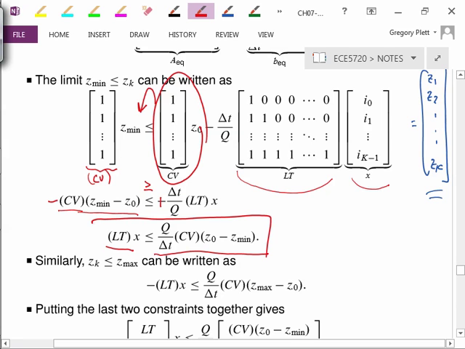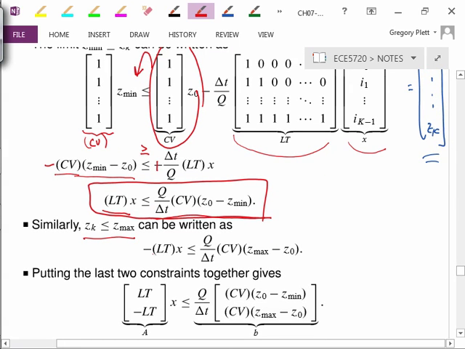So let's remember this and also look at satisfying Zk must be less than or equal to Zmax, and go through the same argument in the same steps. And when we do that, we get minus Lt times X is less than or equal to Q over delta T times Cv times Zmax minus Z0.